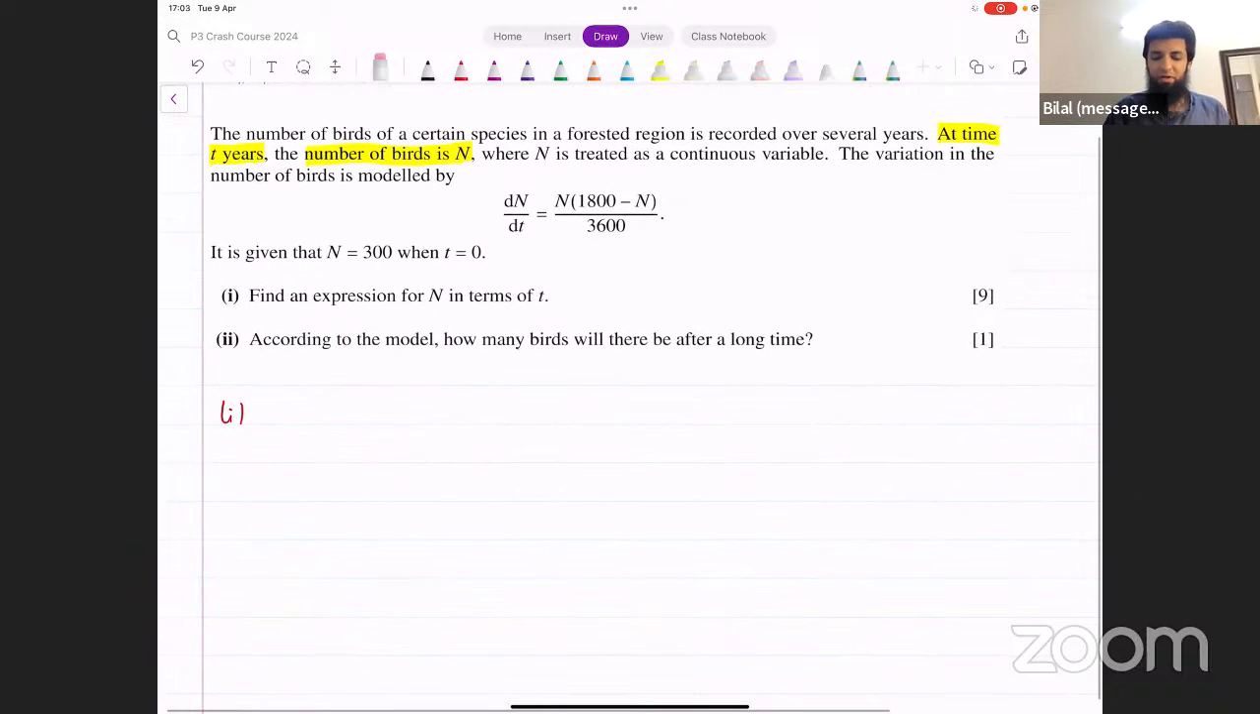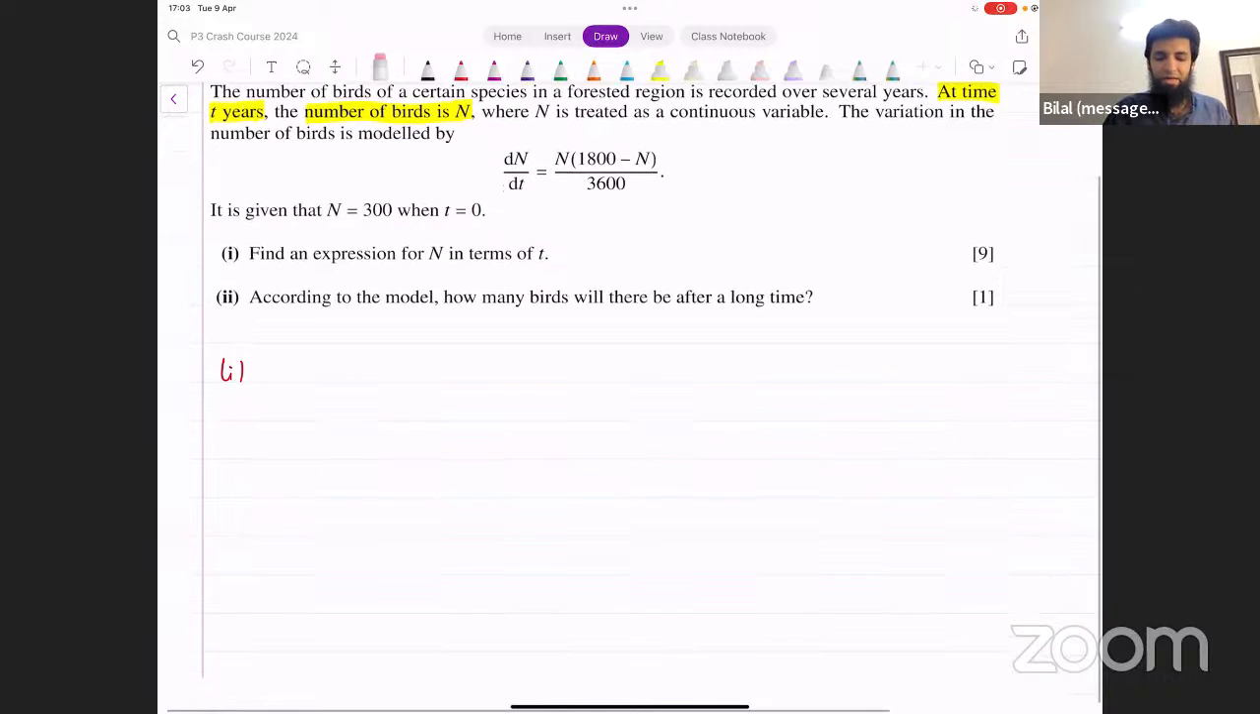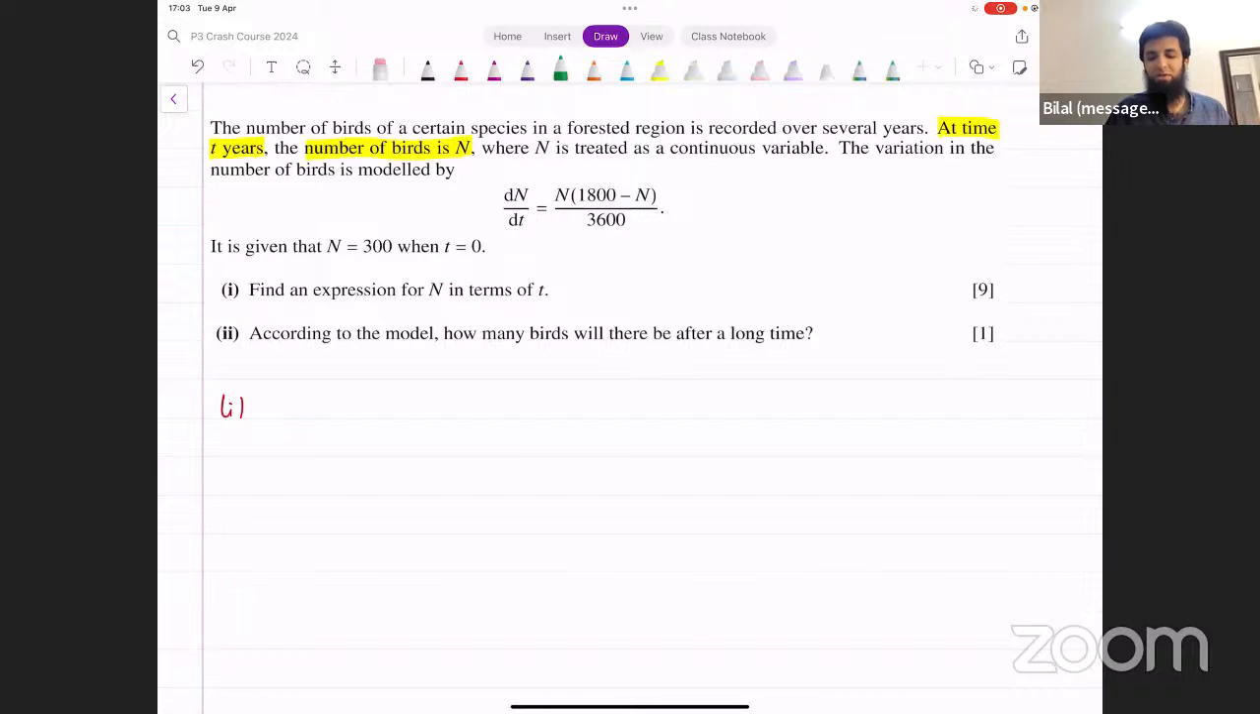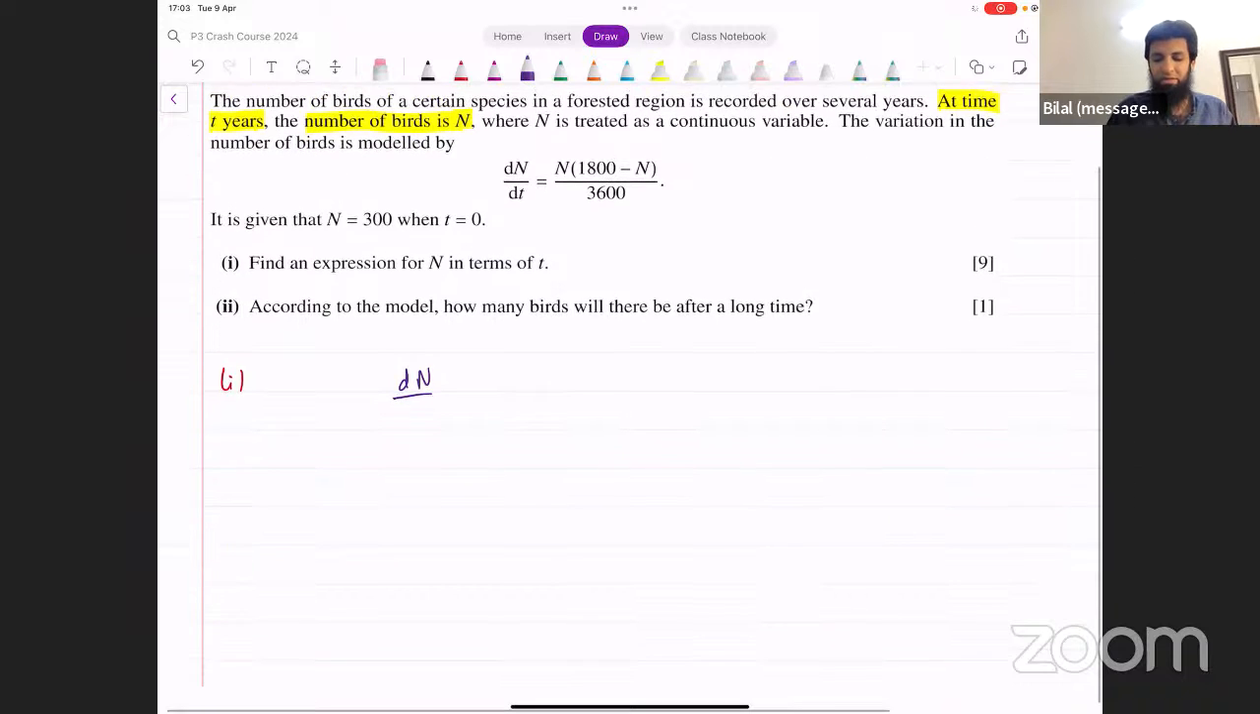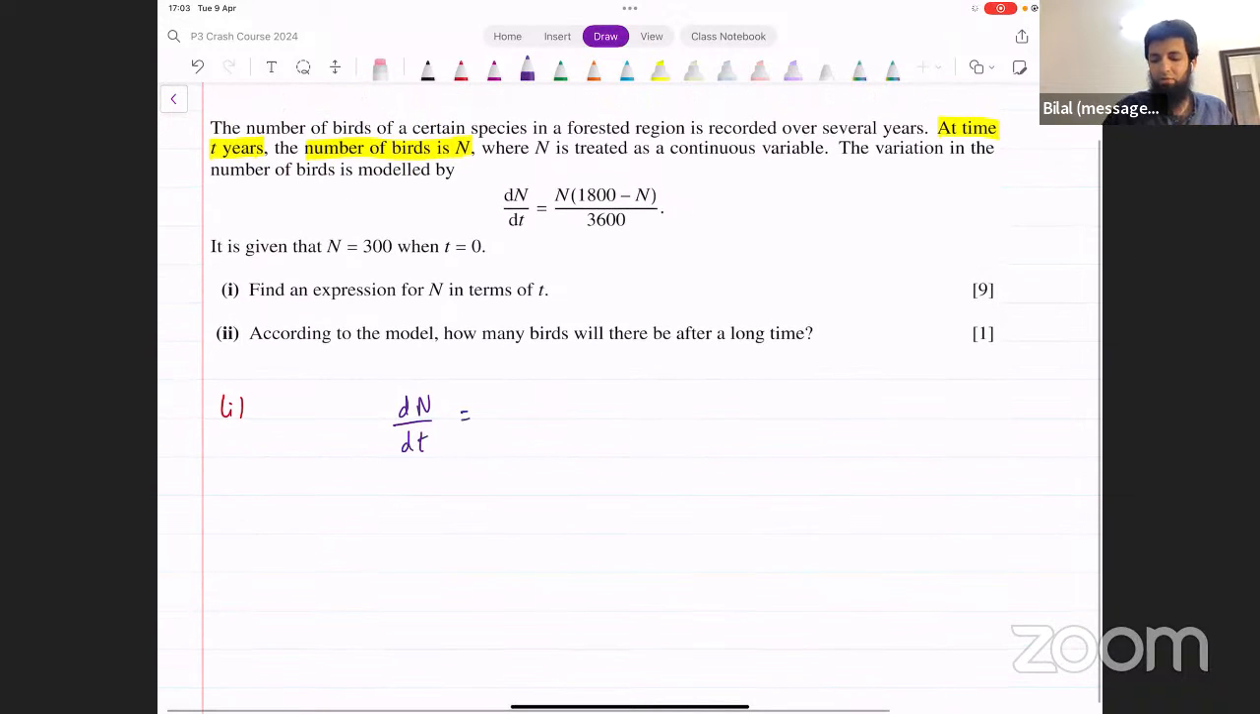The variation in the number of birds is modeled by this. So they've given you this differential equation. It's given that n equals 300 when t equals 0. Find an expression for n in terms of t, and that's a 9-mark question. So that's a lot of marks. So maybe the integration is going to be difficult here. Let's try this. dn over dt, that equals n into 1800 minus n divided by 3600.